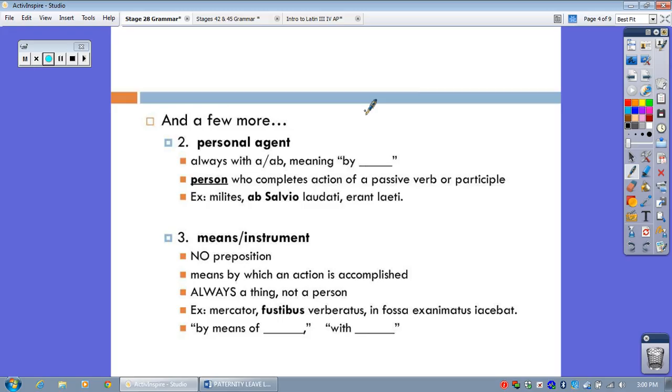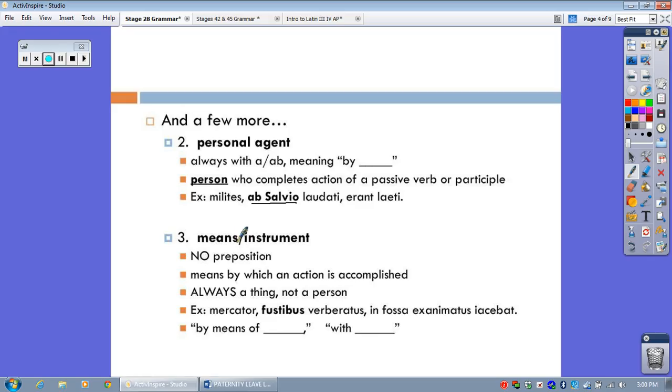You learned that there's something called an ablative of personal agent, and there's also something called an ablative of means or instrument. Personal agent always has a or ab, meaning by, and it's the person who completes the action of a passive verb or a passive participle, as in, the soldiers having been praised by Savius are happy. By Savius is an ablative of personal agent, because he's a person.